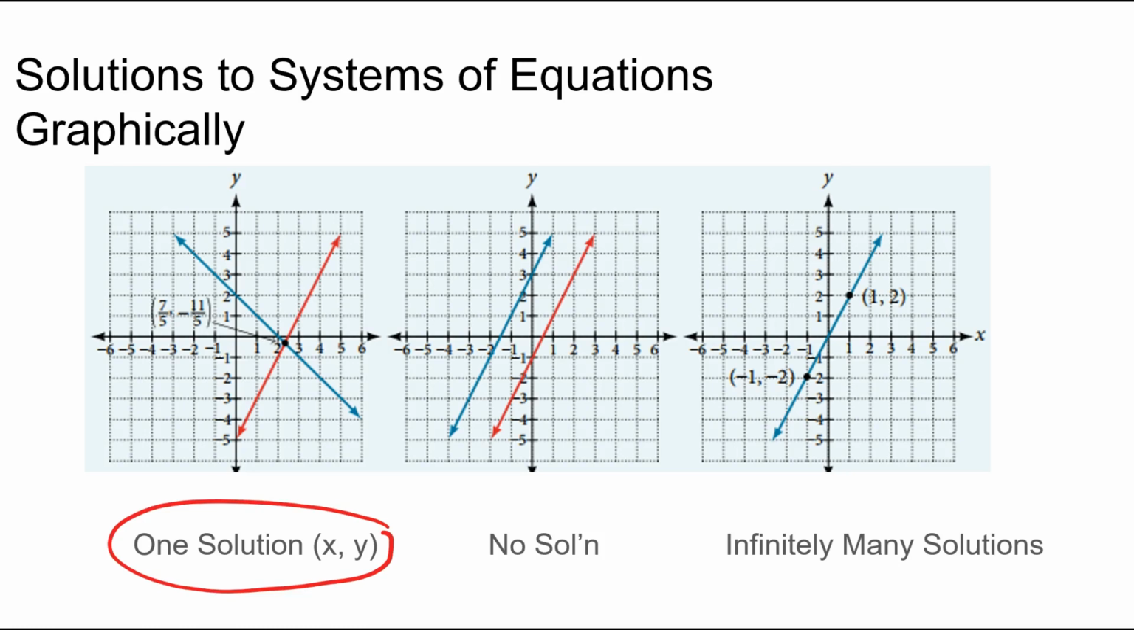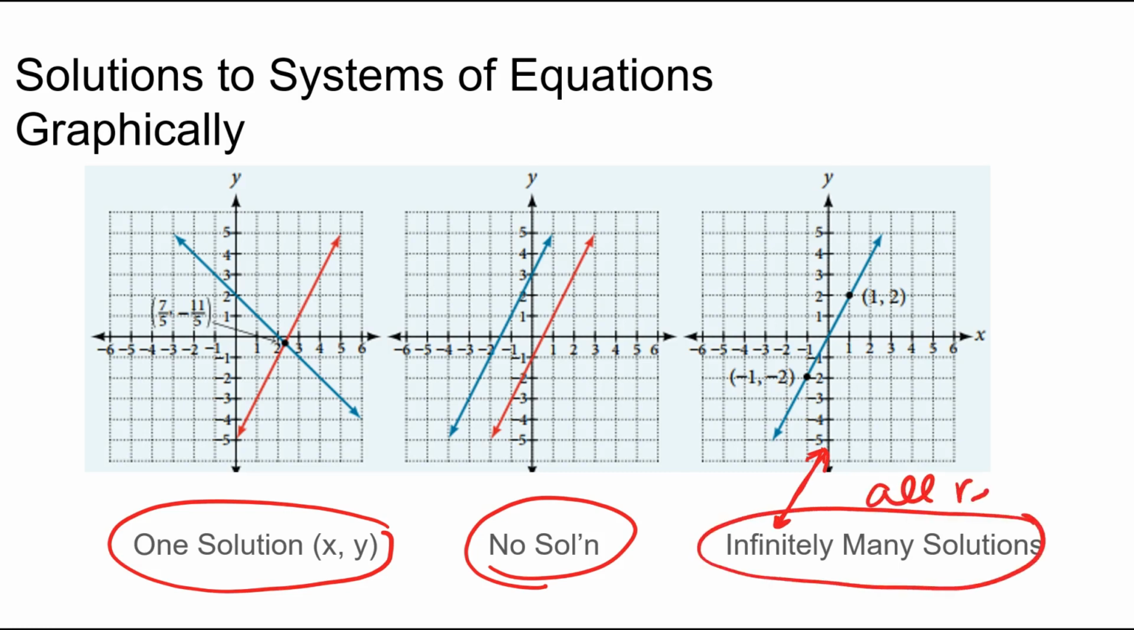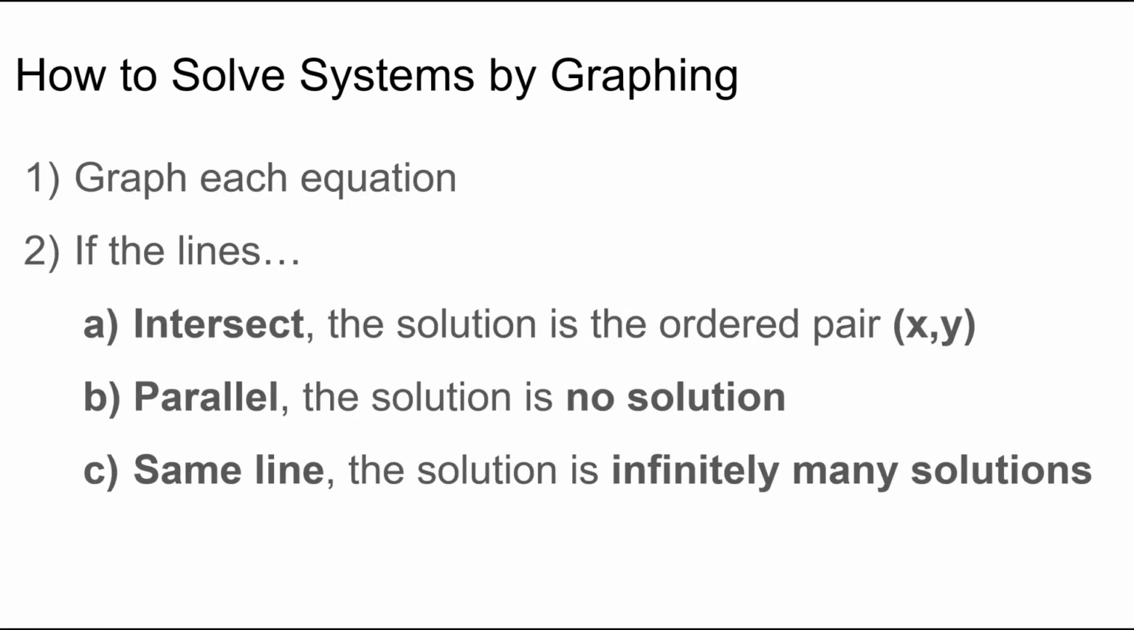They could be parallel, meaning they'll never intersect. That is no solution. And when you graph one line, it could lay on top of the other line, and that would be infinitely many solutions or all real numbers. So how do we solve a system by graphing? Well, we graph each equation. If the lines intersect, where that intersection point is our answer. If they're parallel, no solution. If they're the same line, infinitely many solutions.